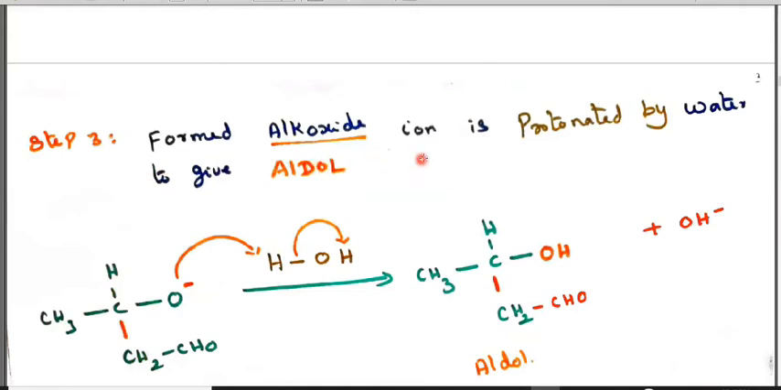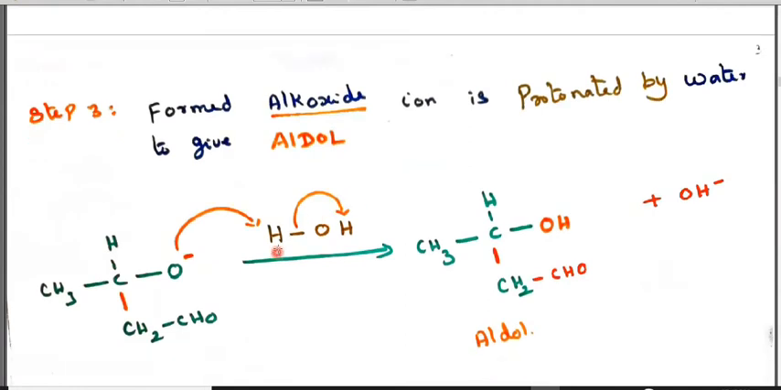The formed alkoxide ion is protonated by water to give aldol. Here I have taken water, H single bond OH. CH3CHCH2CHO, new bond is formed. This O minus picks up hydrogen and forms OH, and the bonded electrons shift to OH. So we get OH minus. CH3CHOH CH2CHO is the aldol.